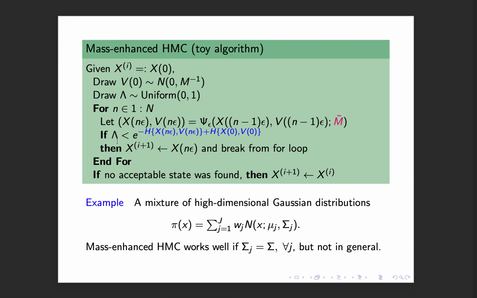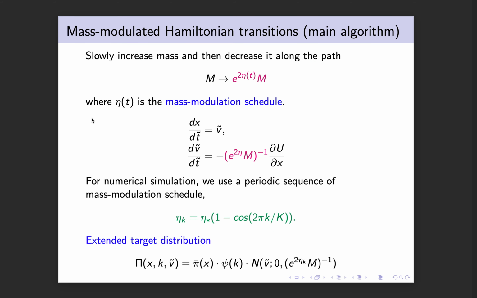This algorithm constructs Markov chains that frequently jump between modes for some special cases of high-dimensional multimodal distributions, such as a mixture of Gaussian distributions where the covariance matrices of all mixture components are the same. However, this method does not work well in general when the mixture components' covariances are not the same. Now I will explain the main algorithm.